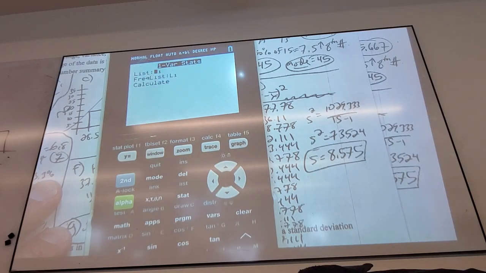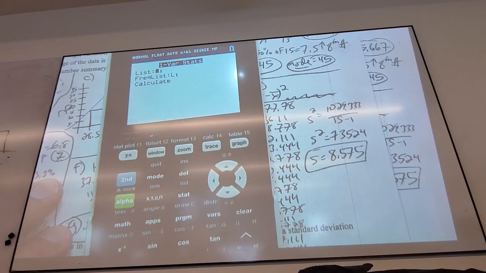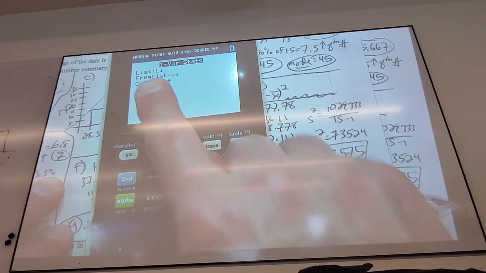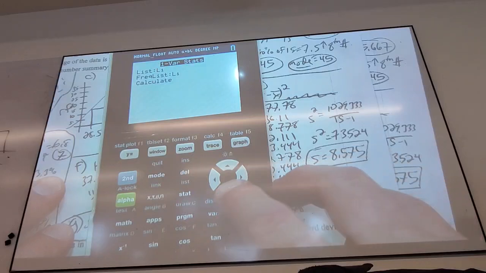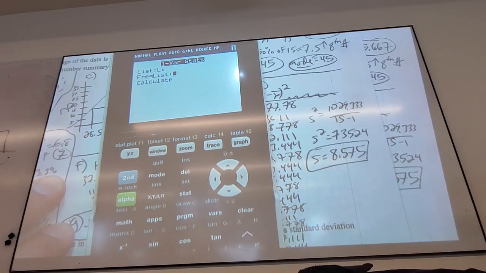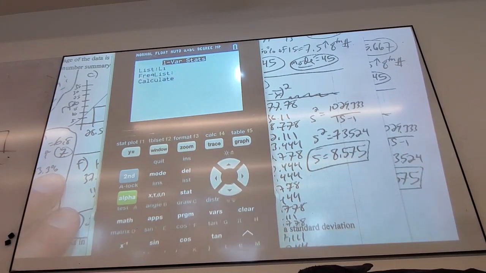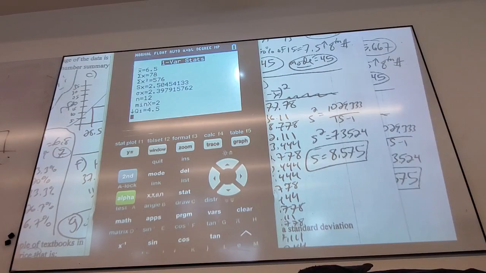If I hit enter, some of you guys have this show up. If you have this show up, you want your list to be list 1. I don't have a frequency list, so clear that. If you do 1-Var Stats and it just says 1-Var Stats and that's all it says, hit enter because it defaults to list 1. So watch what happens. Does this look familiar at all?